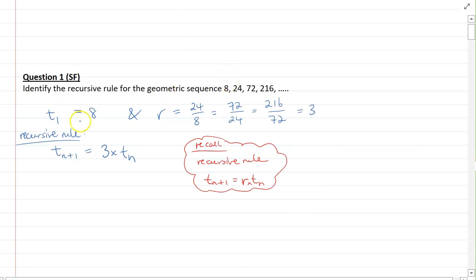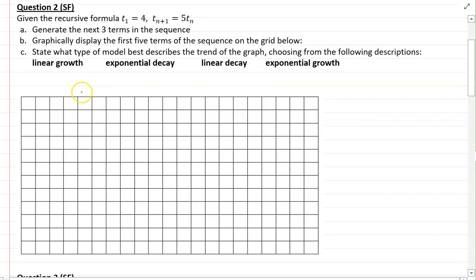Hopefully you identified when looking at the sequence that the first term is 8, and using any pairings of consecutive terms, you found that the common ratio, or R, was 3. That gives you the recursive rule of Tn+1 = 3 times Tn, given that you've recalled the recursive rule pattern correctly. Moving on to the second simple familiar question.